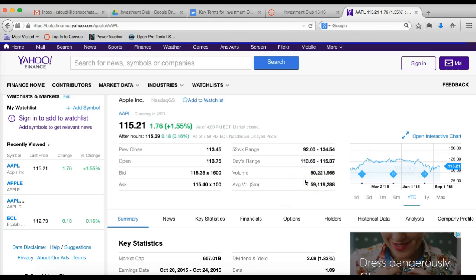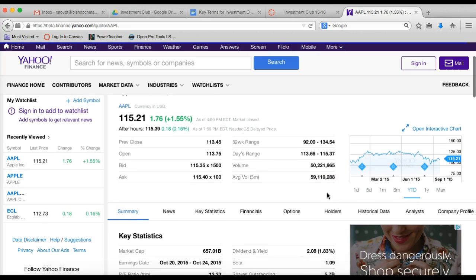I purposely picked Apple. Obviously, Apple is a company that you know very well, but it's also a company that is very highly traded, and so it has a lot of shares. So when you pull up some of the other stocks, you may notice a difference in the volume.